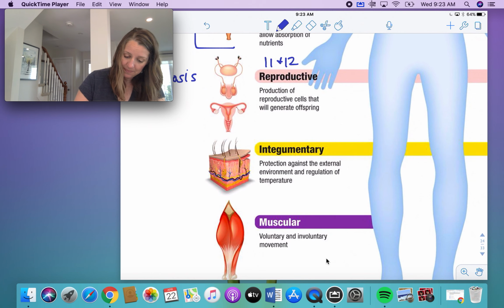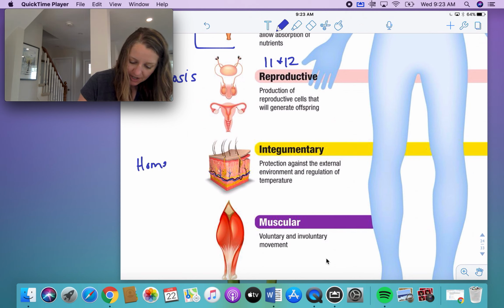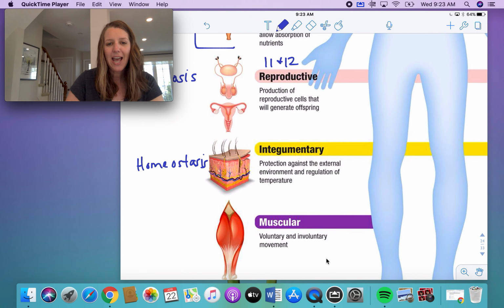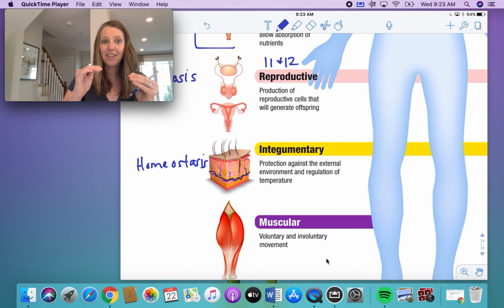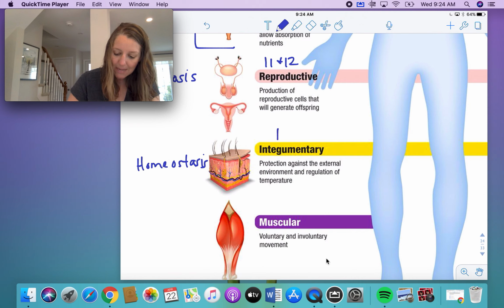The next one, this is our integumentary system. This is our looking at our skin for protection and regulation. And I'm going to give you a word here called homeostasis. Homeostasis means balance in the body, okay? And so your body tries to regulate everything, whether it's the level of hormones or your body temperature. And this is your system that helps to do that. So homeostasis is really meaning balance, and we'll do that in grade 12 bio.